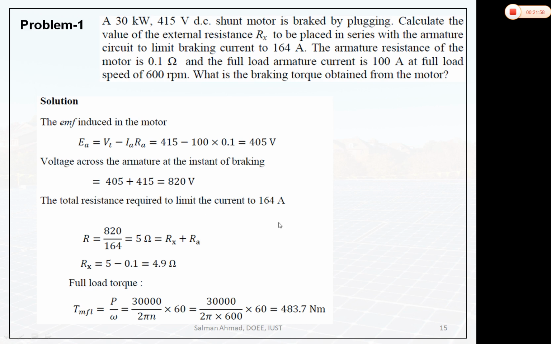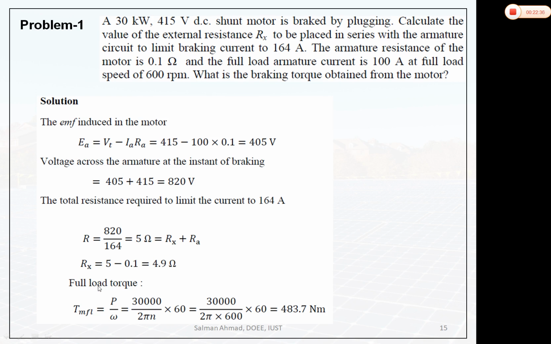And the total resistance to limit current to 164 ampere we can find. This voltage divided by current will be the total resistance. So total resistance in the armature circuit will be 820 upon 164, so 5 ohm total resistance. Total resistance will be armature resistance plus external resistance that is connected. So Rx we can find as 5 minus 0.1, so 4.9 ohm you have to insert in the armature circuit to limit the current to 164 ampere. If you want to further reduce the armature circuit current, you can increase this Rx value.